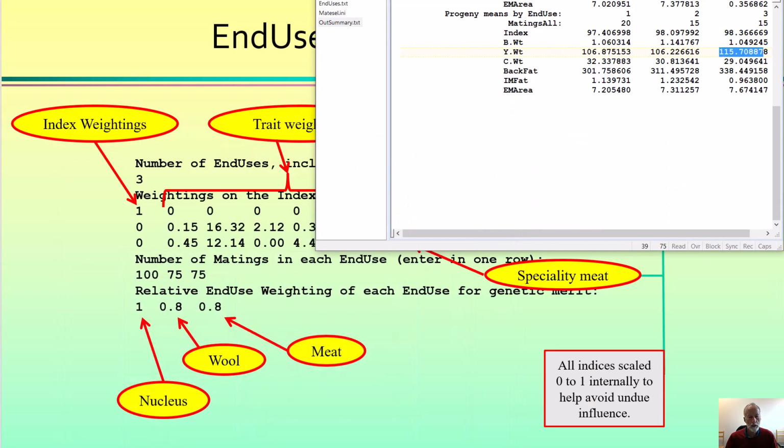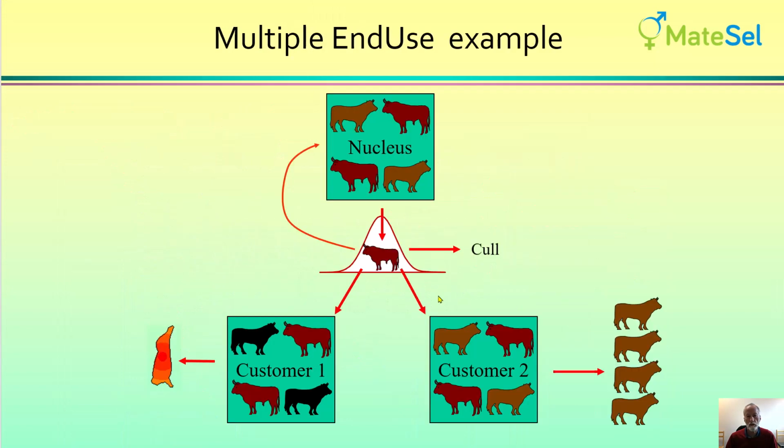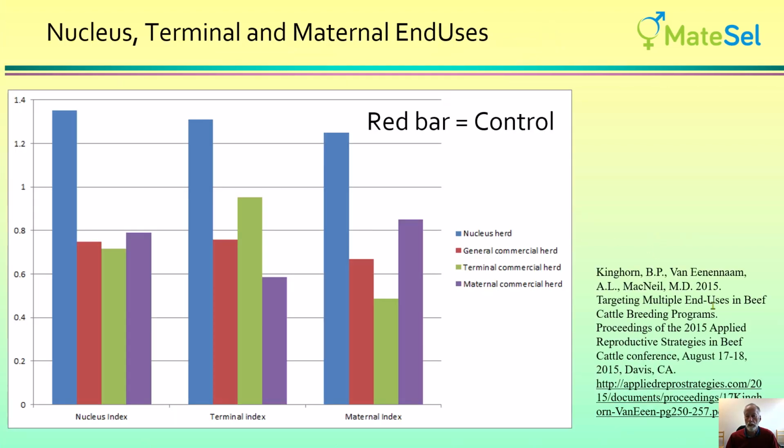So now we'll go on and look at a small example from the published study. And this uses the same examples we've had in the slide with 3 end uses: the nucleus, terminal customers, and maternal customers. And the study is here. I'm going to treat this graphic quickly, but you can pause and look at it again to get more understanding perhaps. So we've got the nucleus index, the terminal index, and the maternal index here. And within each of those, we've got the groups of animals.